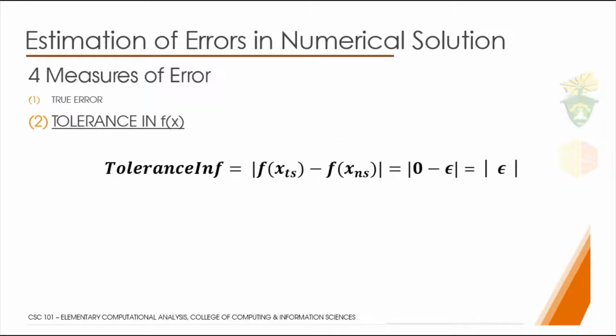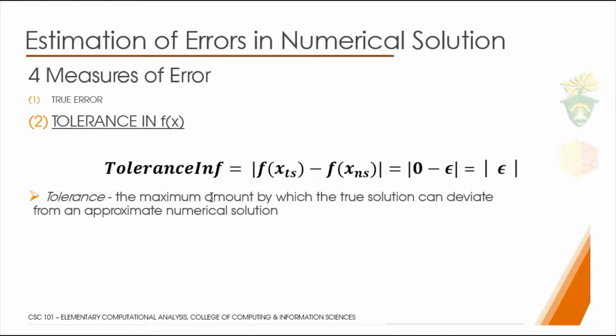Okay, the second measure is the tolerance in f of x. So this is its formula. That is the function of x sub ts minus the function of x sub ns is equal to 0 minus epsilon, or the absolute value of epsilon. So tolerance is basically the maximum amount by which a true solution can deviate from an approximate numerical solution. In this measure, the tolerance or deviation of x sub ns from x sub ts is identified.